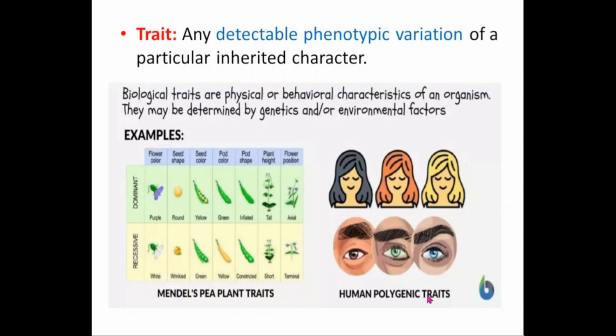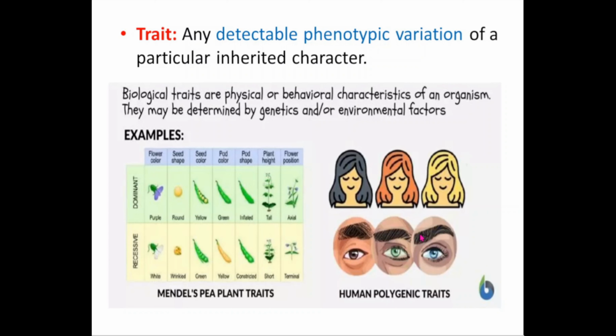Considering the human traits, your height is one example. Your eye color, your hair shape, hairstyle, which can be inherited from your father or your mother. Is it smooth kind of hair type or curly kind? Is it this kind of eye color, this kind of eye color, or this kind of eye color that you have? This is inherited from your parent.